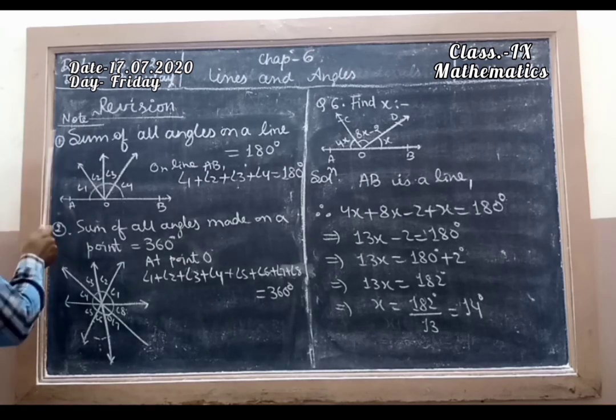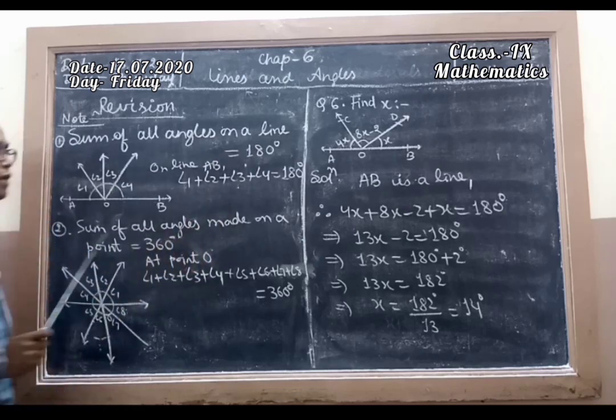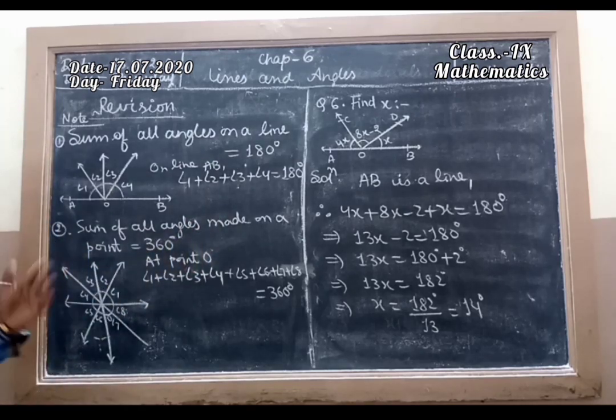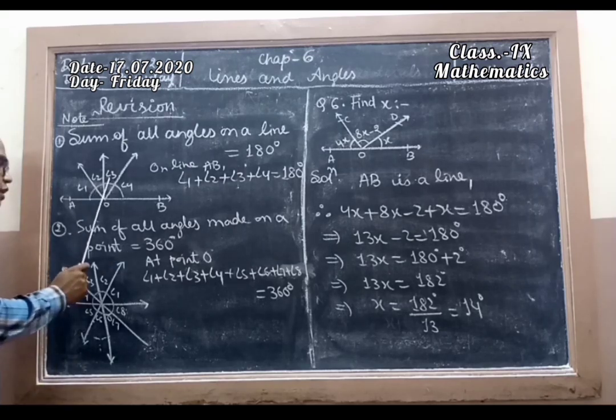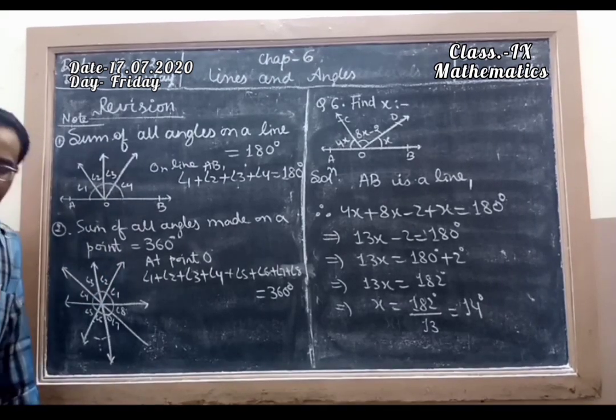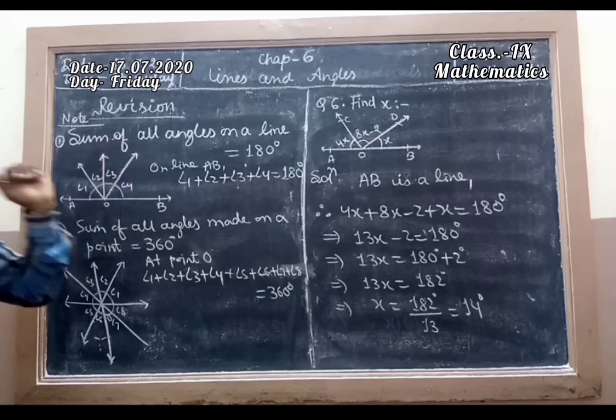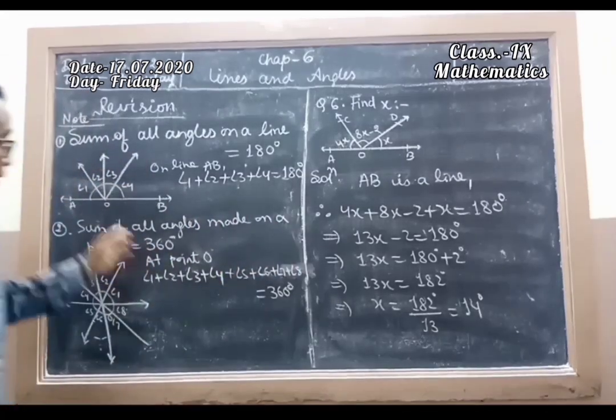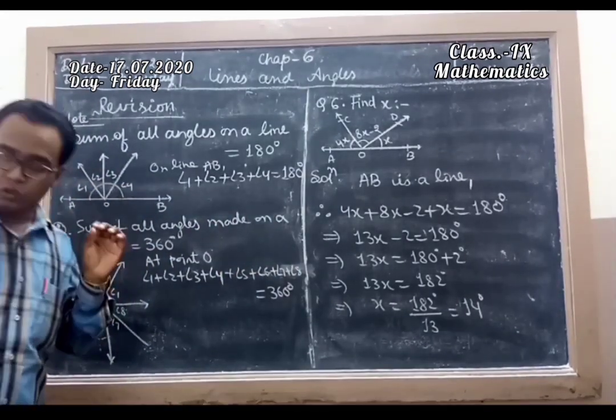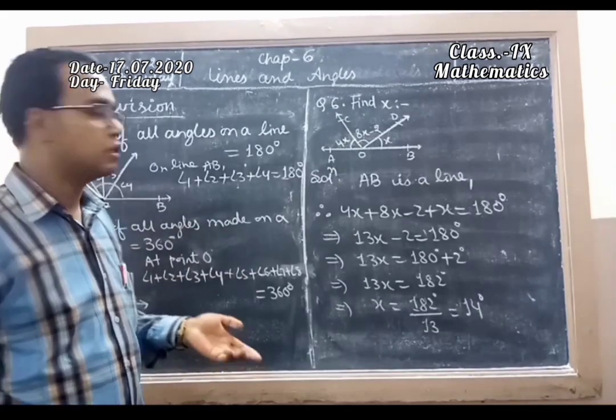Note. First note, sum of all angles on a line is equal to 180 degrees. So AB is a line. So angle 1 plus angle 2 plus angle 3 plus angle 4 equals 180 degrees. So the sum of all angles made on a line is equal to 180 degrees. There are 4 angles, so we don't say linear pair of angles.